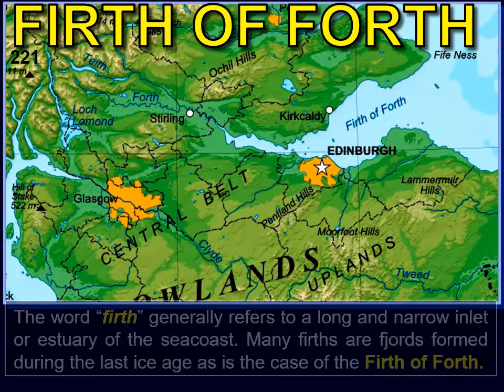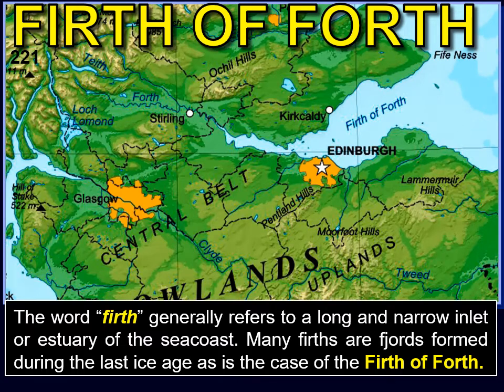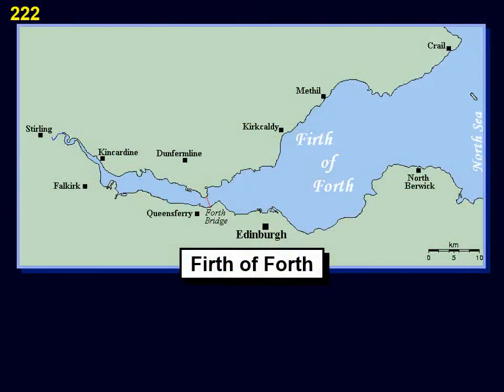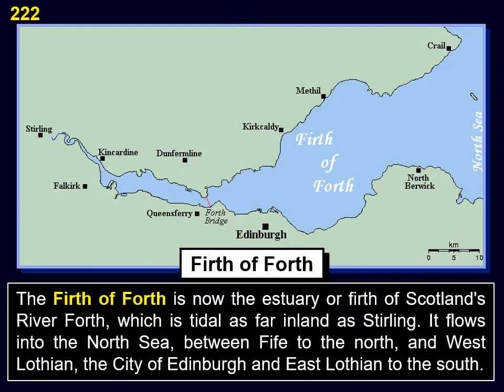Chapter 13. The Firth of Forth. The word Firth generally refers to a long and narrow inlet or estuary of the sea coast. Many firths or fjords formed during the last ice age, as is the case of the Firth of Forth. The Firth of Forth is now the estuary or firth of Scotland's River Forth, which is tidal as far inland as Stirling. It flows into the North Sea, between Fife to the north, and West Lothian, the city of Edinburgh, and East Lothian to the south.